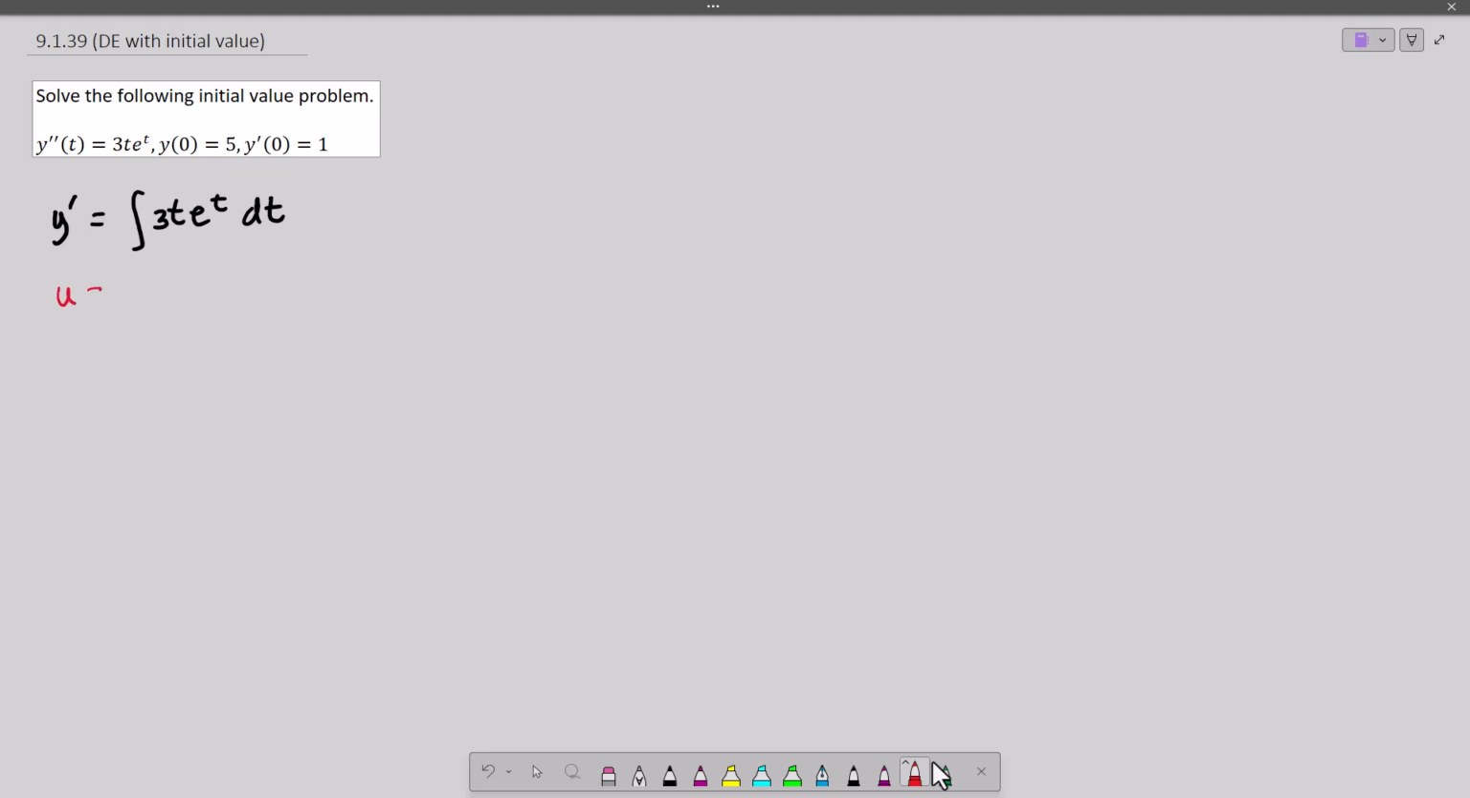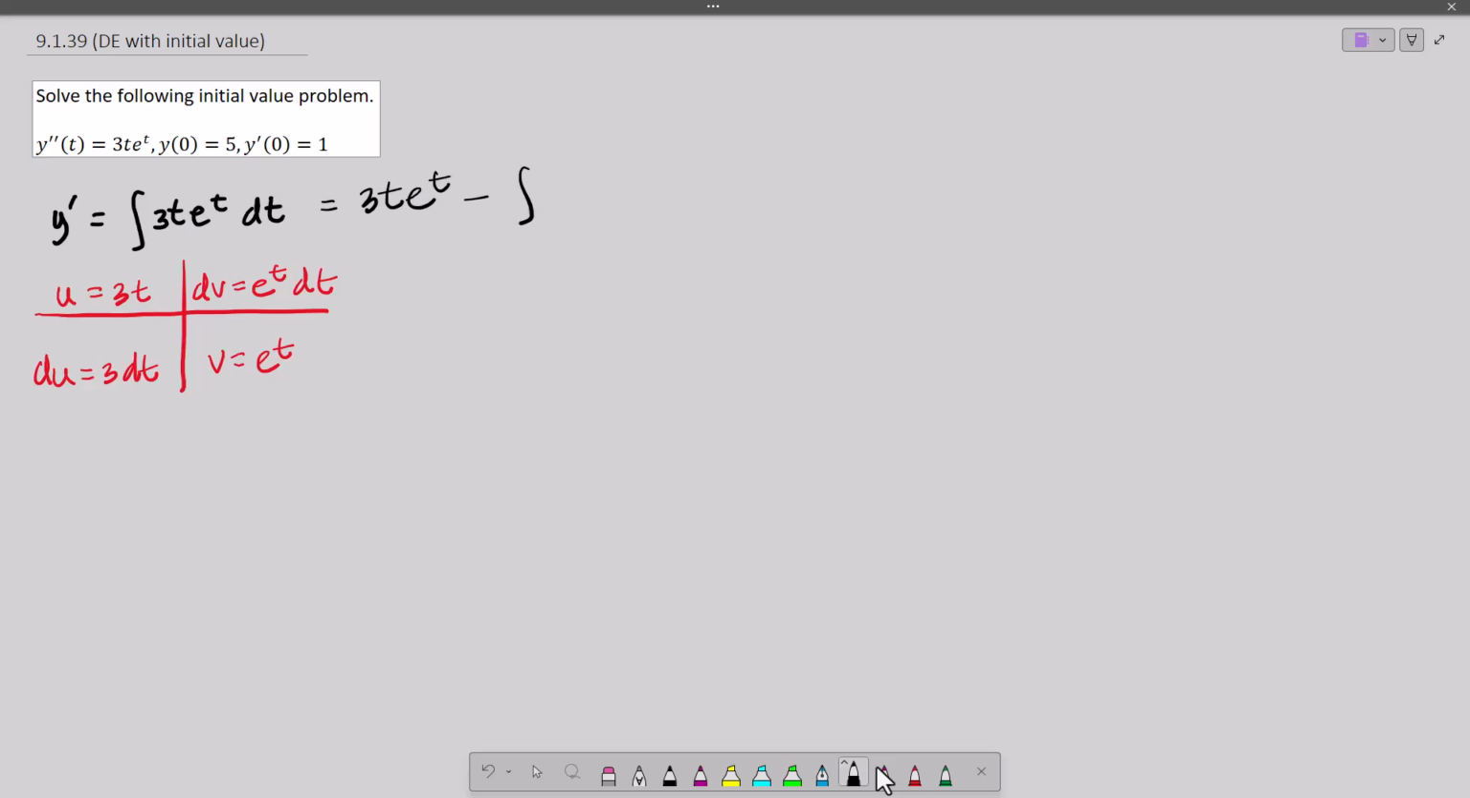So we're going to do u equals 3t, and then dv will be e to the t dt. So u, dv, now we have to take the derivative of u to get 3 dt. We take the integral of both sides here to get v equals e to the t. So our integral will equal u times v, so that's 3t e to the t, uv, minus the integral of v du.